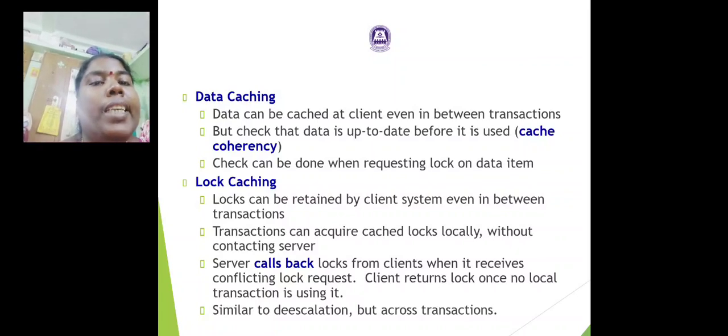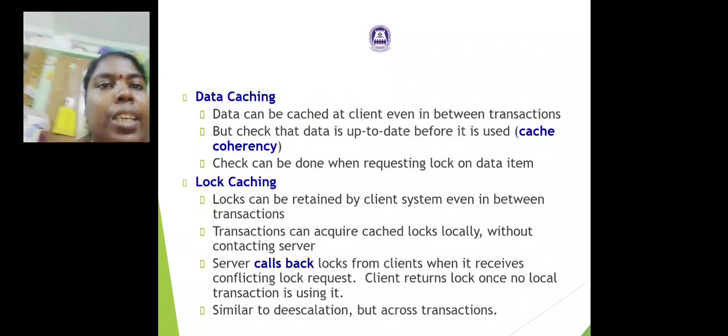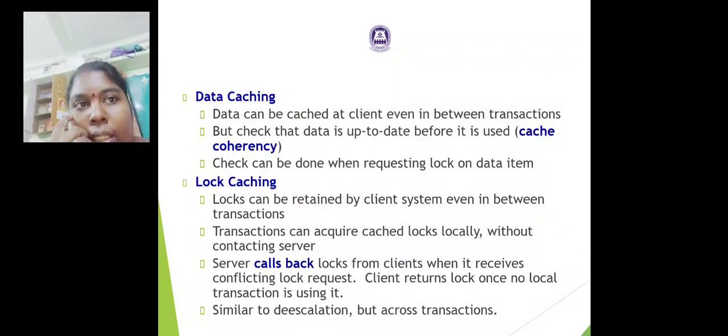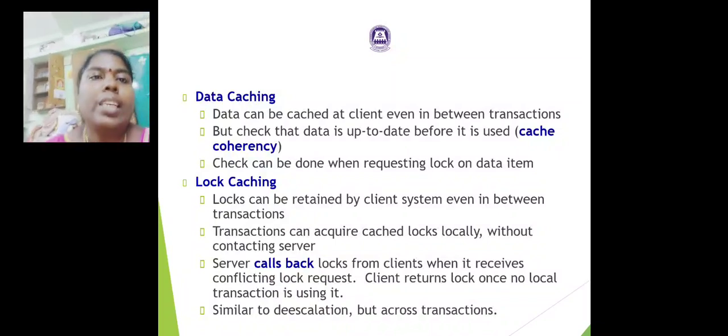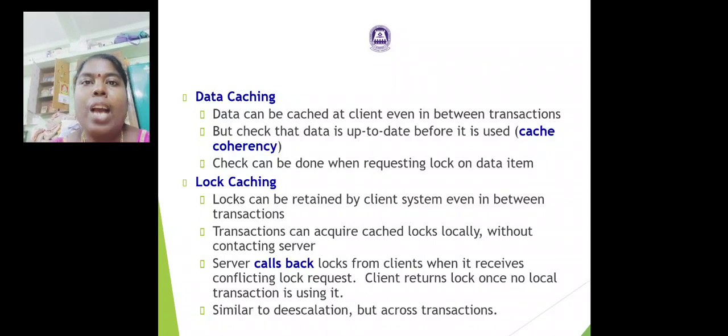So what is data caching? Data caching means the data can be cached at the client even in between transactions, but we check that the data is up to date before it is used. That is cache coherency. Already I said that. The check can be done when requesting a lock on a data item. If you have to remove the lock, we have to check that the data is updated in every database, for every user. So that is the main concept.